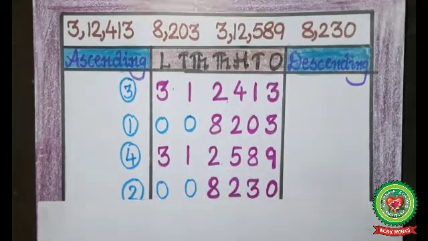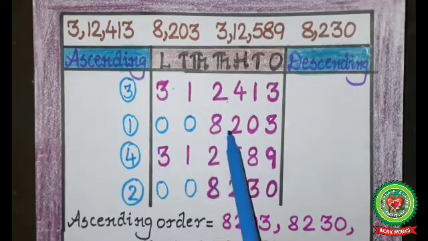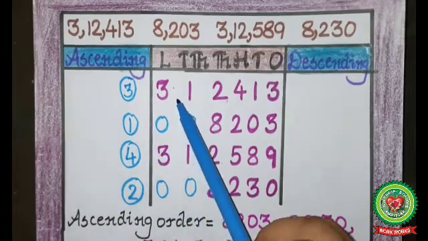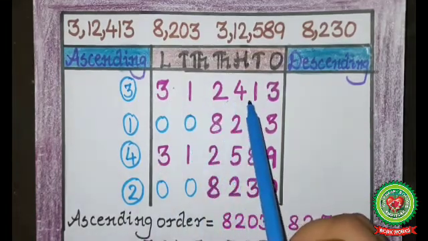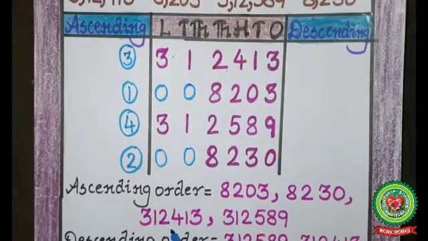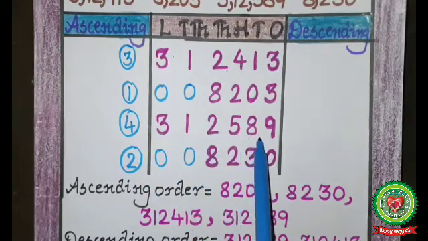So ascending order is number 1, 8,203. Number 2, 8,230. Number 3 is 3,12,413. Number 4 is 3,12,589.